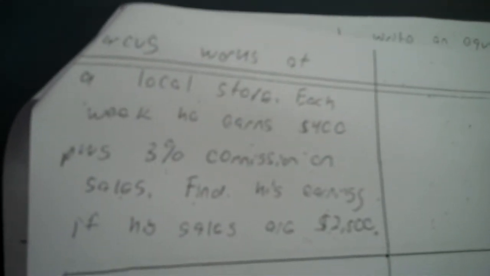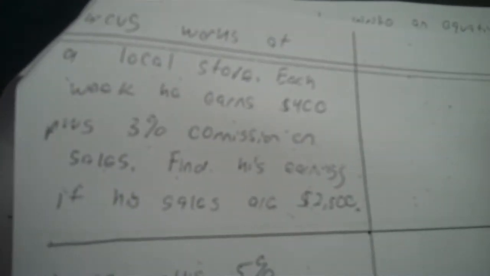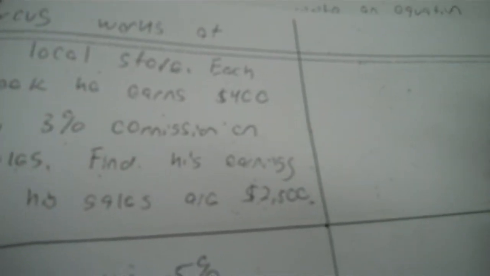Now these, I don't really care if you watch the whole video on these. You can go work on the back side of this sheet when you're ready. Marcus works at a local store. Each week he earns $400 plus 3% commission on his sales. Find his earnings if his sales are $2,500.